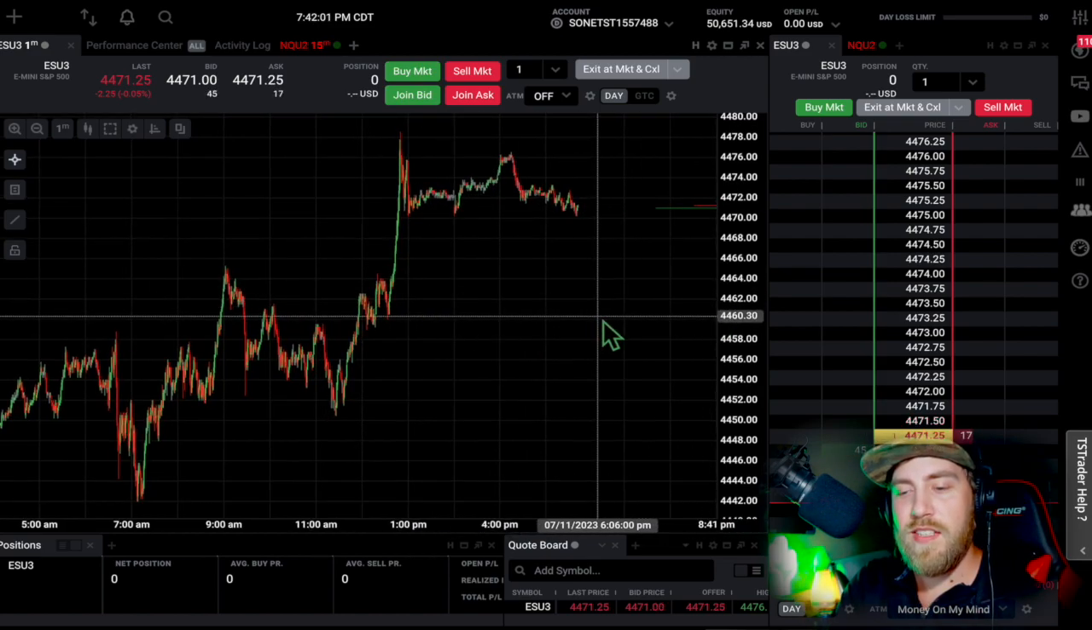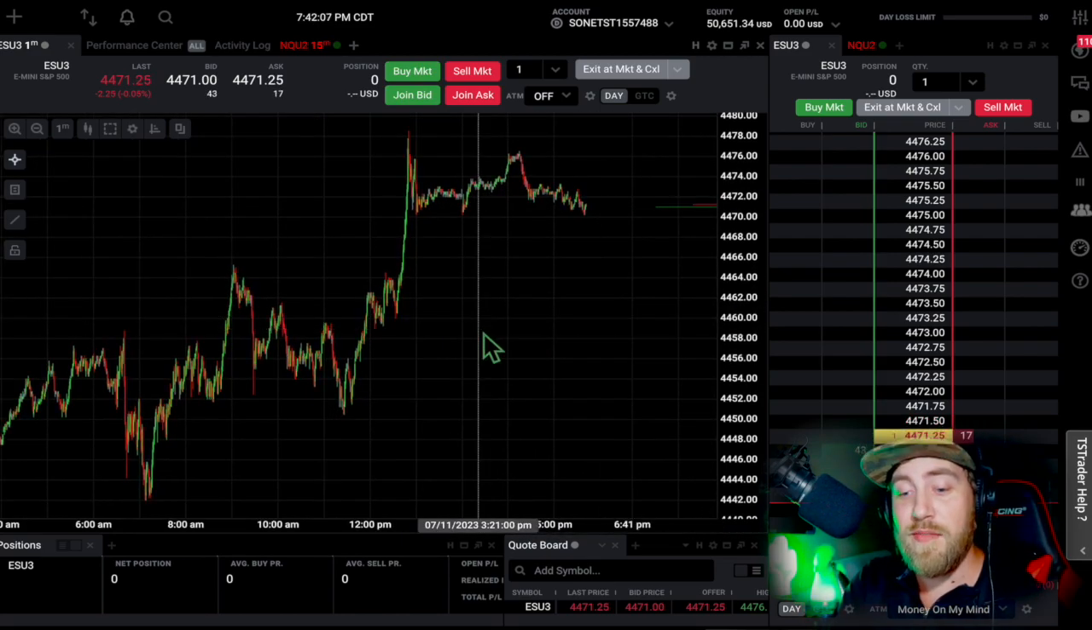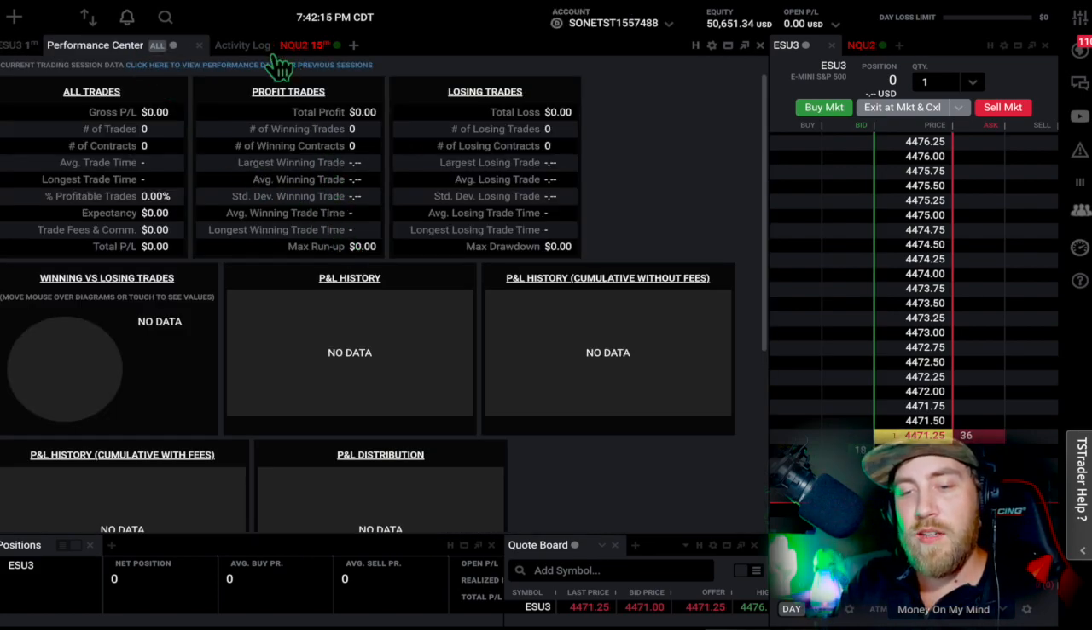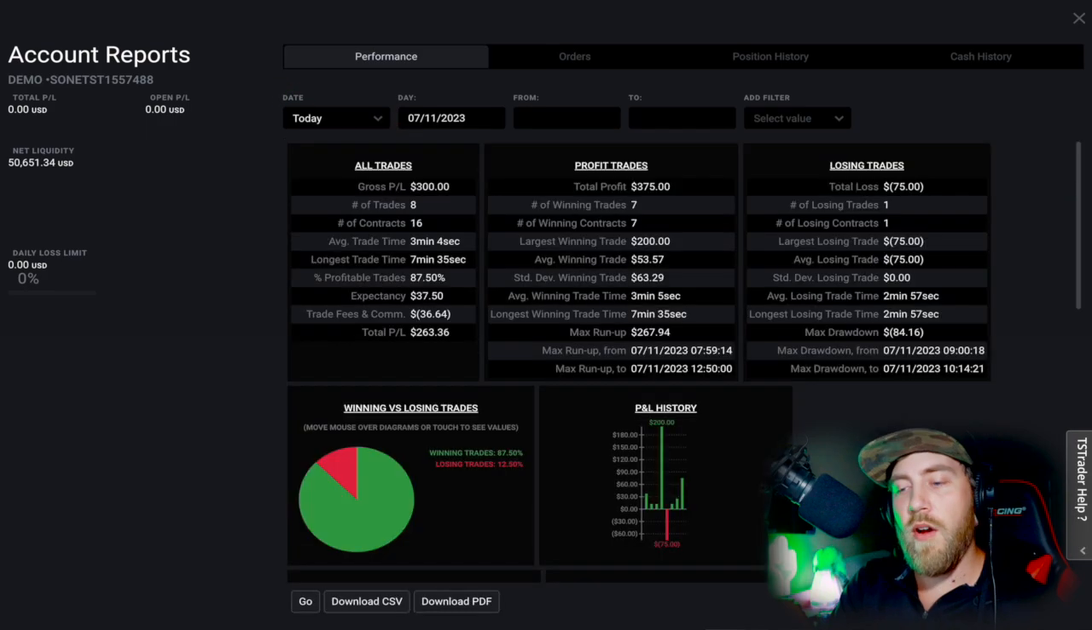As you can see here, this is just the chart. Nothing really to look at except for the chart for the day. But let's take a look at the performance center and we can go over the stats for the day. All right, you can see gross P&L 300, total profit 375. I made 7 trades today. Oh, sorry, 8 trades today, 1 loss.